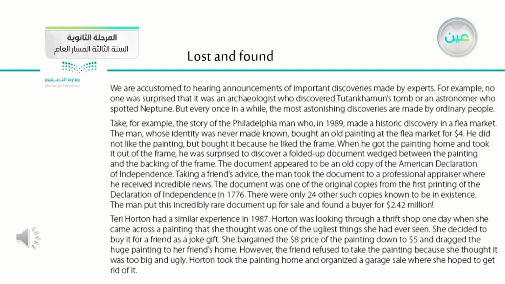Taking a friend's advice, the man took the document to a professional appraiser where he received incredible news. The document was one of the original copies from the first printing of the Declaration of Independence in 1776. There were only 24 other such copies known to be in existence. The man put this incredibly rare document up for sale and found a buyer for $2.42 million. Terry Horton had a similar experience in 1987.